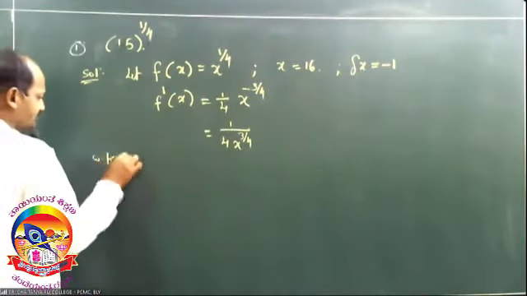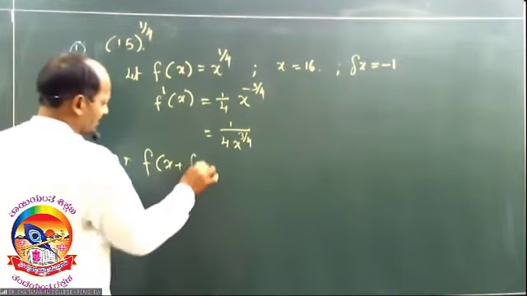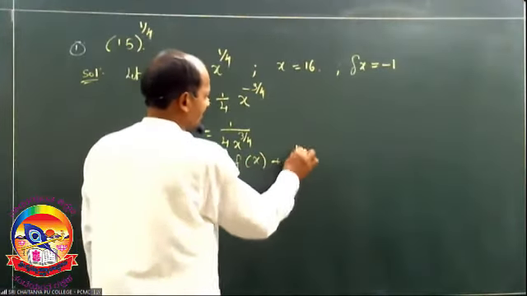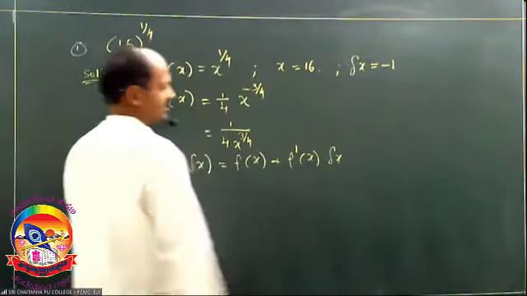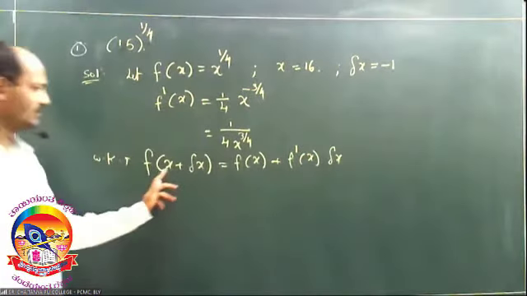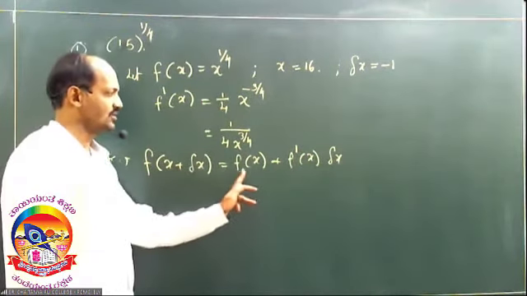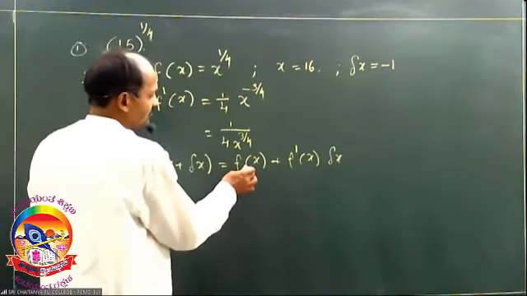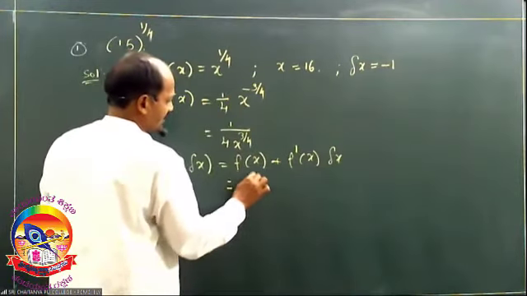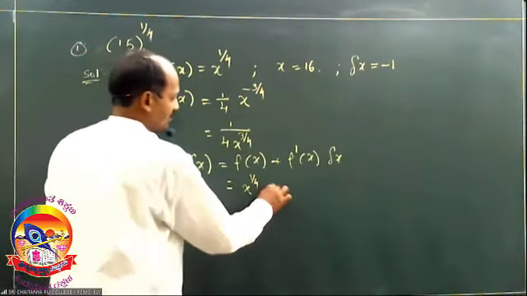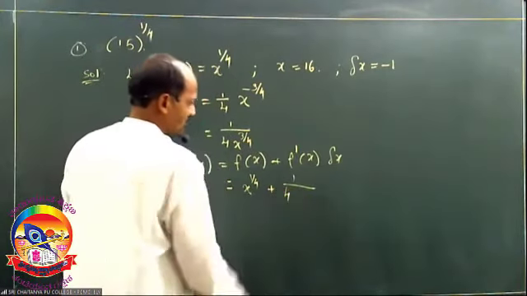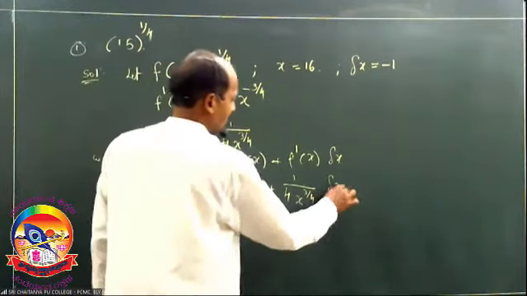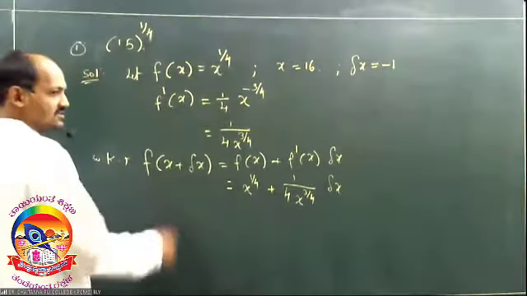What is the formula? f of x plus delta x is equal to f of x plus f dash of x into delta x. Okay? f of x plus delta x is equal to f of x plus f dash of x into delta x. What is the function? f of x is x power 1 by 4, and f dash of x is 1 by 4 into x power 3 by 4 into delta x.